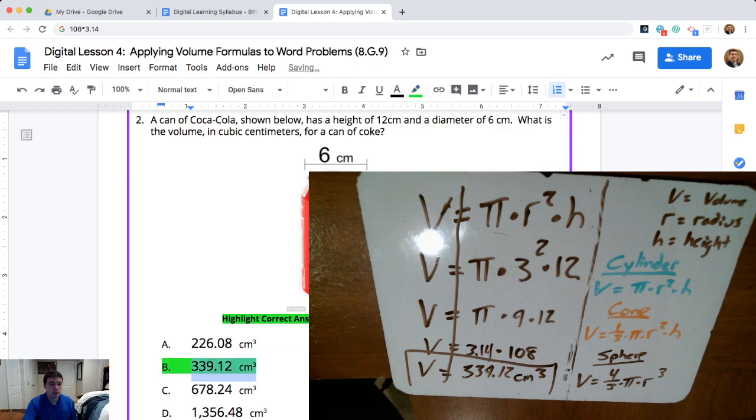If you used an incorrect radius, maybe you said the radius is 6, that may produce a different answer. If you didn't use the formula correctly, maybe that's how you end up at A or C.